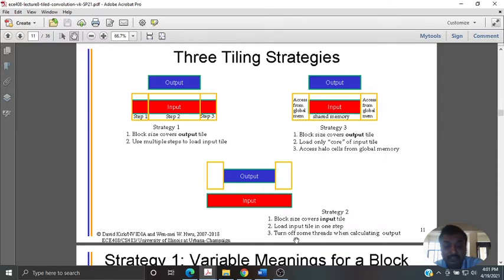Load the input tile in one step. Turn off some threads when calculating outputs. Whenever these halo elements or computations are not required, only these elements are of interest. So at the current execution, for whatever block or thread you are considering, you can just shut off the computations, or compute them and just discard the results, right?